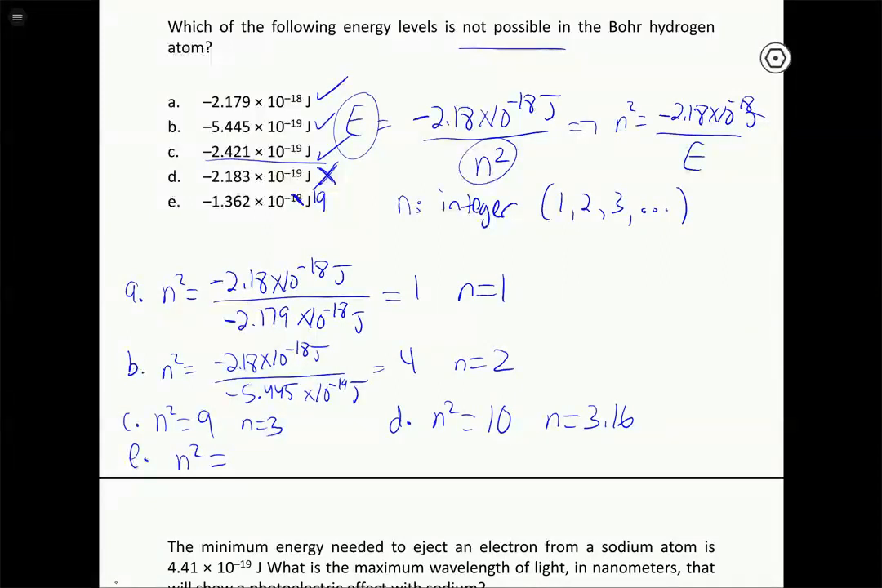Let me double check. Yeah, that one should have been minus 19, not minus 18, so apologies for that. But when you do put the correct number in, you get n squared equals 16. The square root of that is still a whole number, 4, so this one works as well. And so the only answer choice that is correct is D. This is the one that is not possible because it gives us a non-integer value of n.